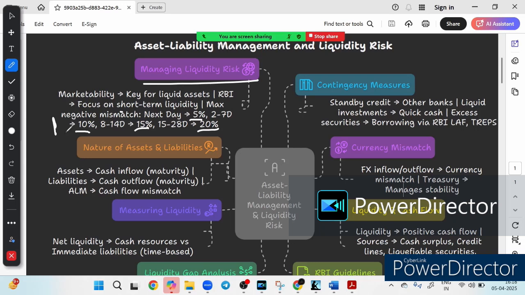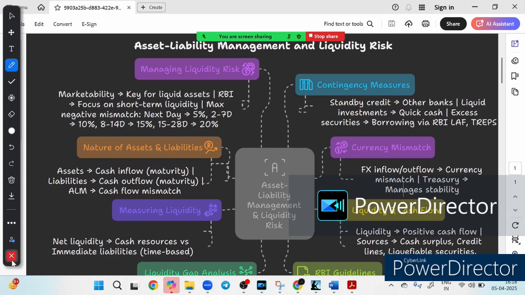And based on these, numericals are also asked, which I have added in today's quizzes. If you solve today's quiz, which I have added in the crash course folder, you will get to know how to solve questions based on them. But for the time being, you remember these limits: next day 5%, 2 to 7 days 10%, 8 to 14 days 15%, and 15 to 28 days 20%.